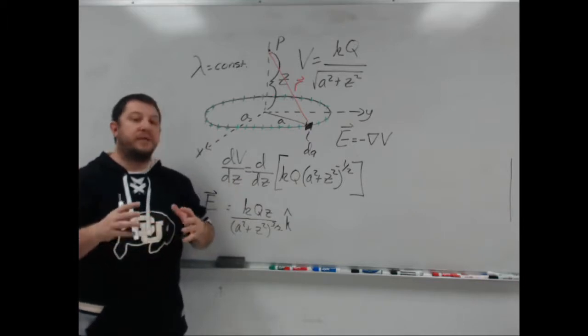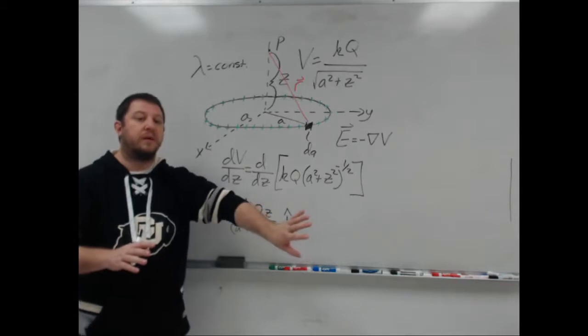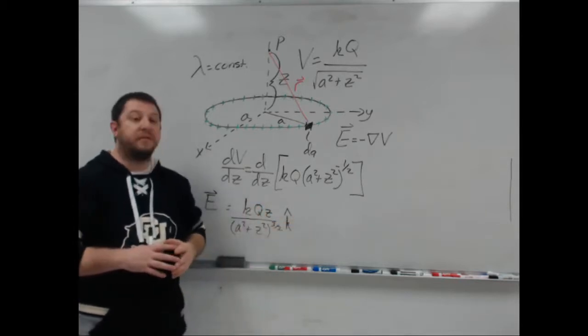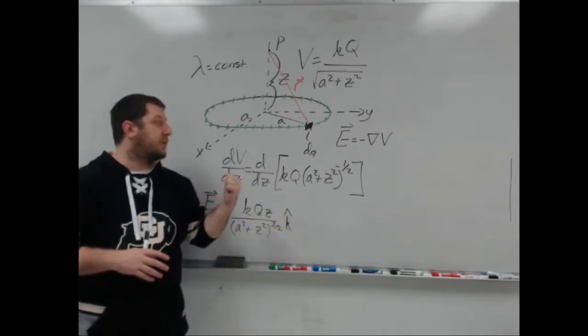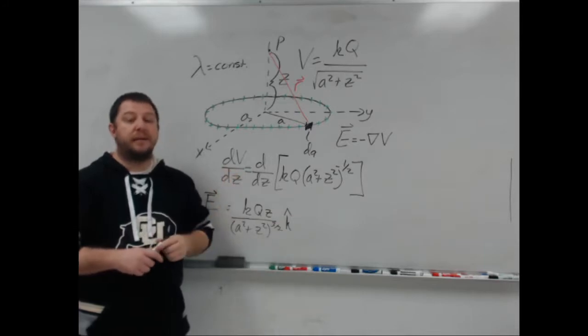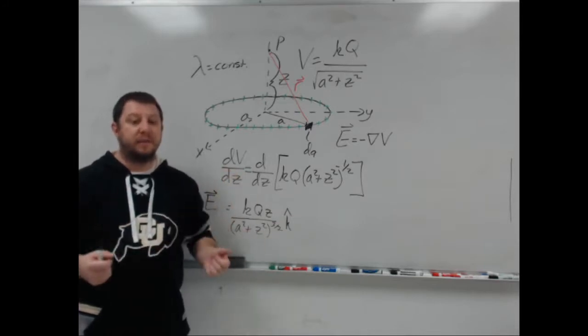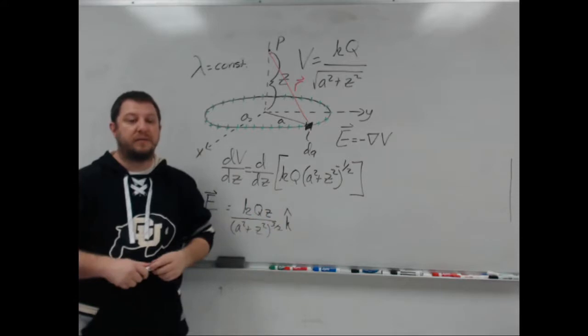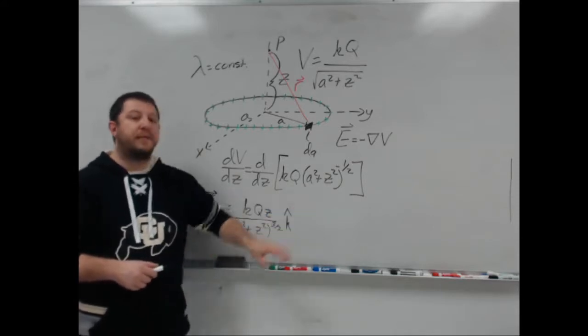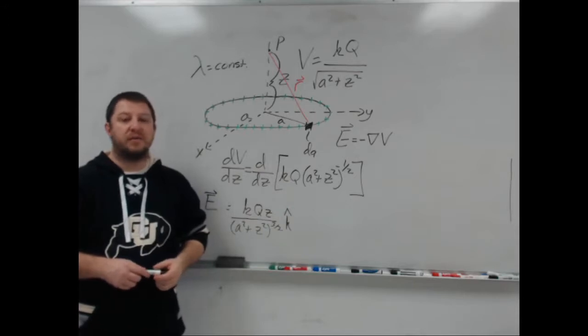We don't always do the electric field integral start to finish. Oftentimes we will try to find the potential and then take the derivative and then recover the electric field from that derivative. Okay? But this is an example of how to do it for a continuous charge distribution.